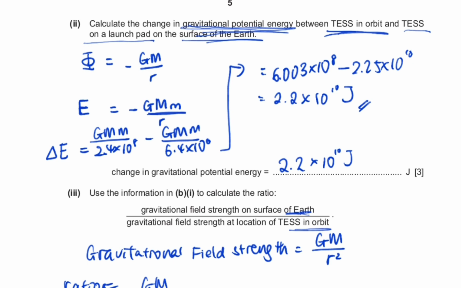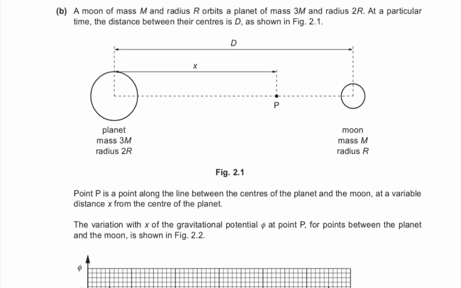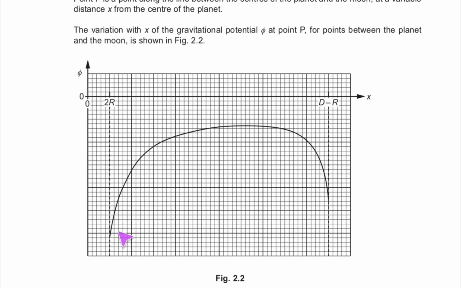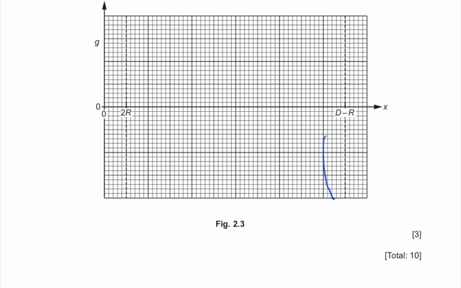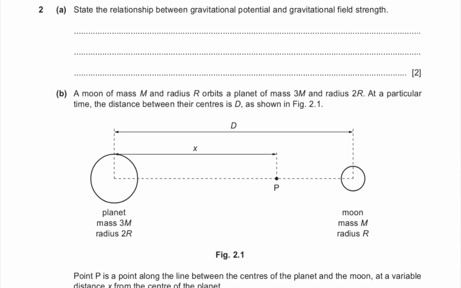There's another type of gravitational potential question that we're going to work on right now. Another noteworthy type of gravitational potential question is where you have two bodies, maybe a planet and a moon, and then you have gravitational potential graphs. And you have to analyze these graphs or maybe even draw a graph of your own, which we have over here. So this is one that we're going to solve right now.